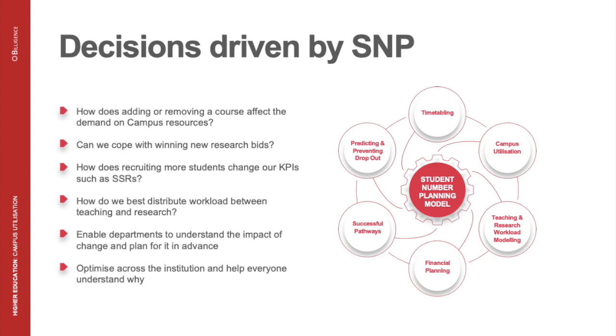Can we cope with winning new research bids? Because, of course, a research bid not only has a people implication, but also has a rooming requirement around where that research will take place. How do we best distribute workload between teaching and research? And how do we distribute that workload around rooms as well? We want to enable departments to understand the impact of change and plan for it in advance.